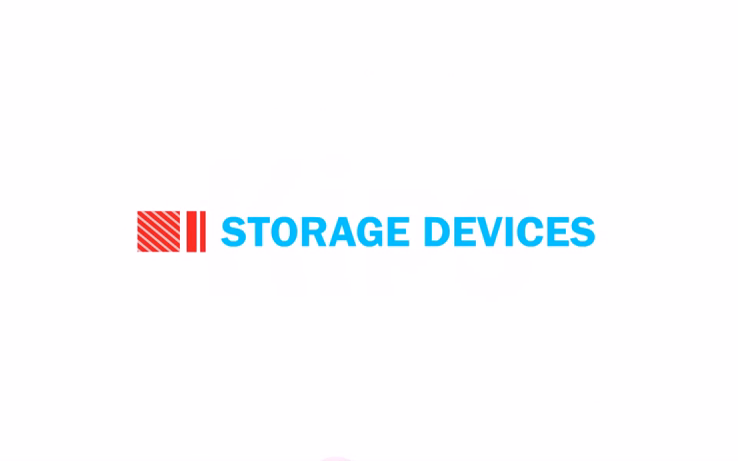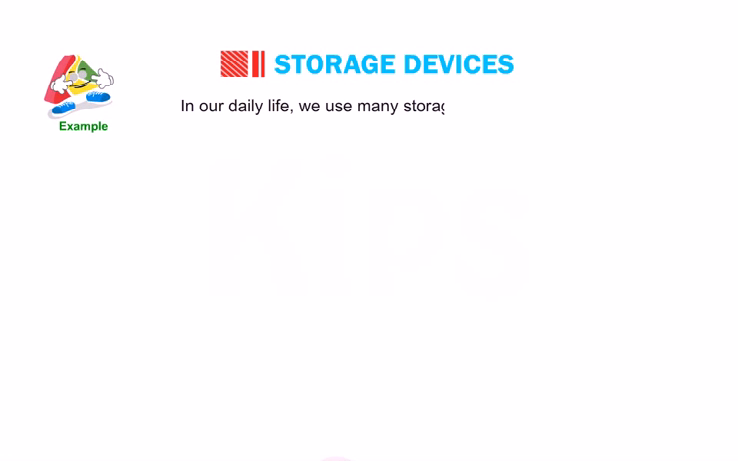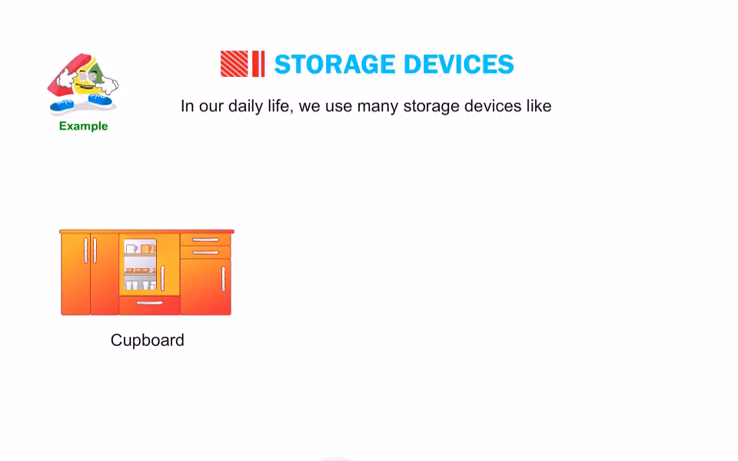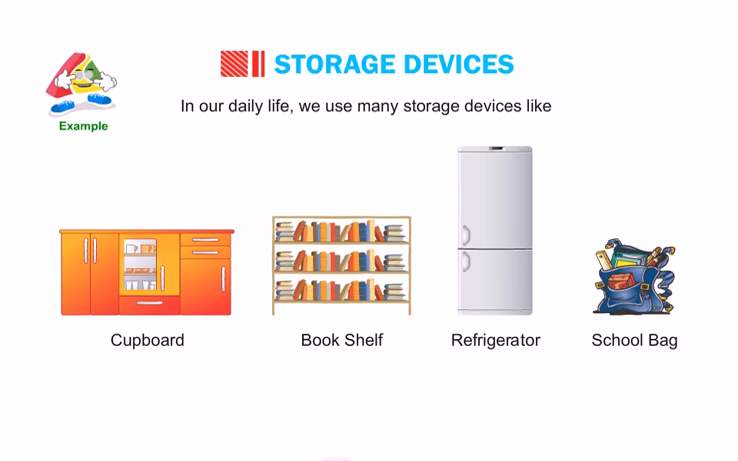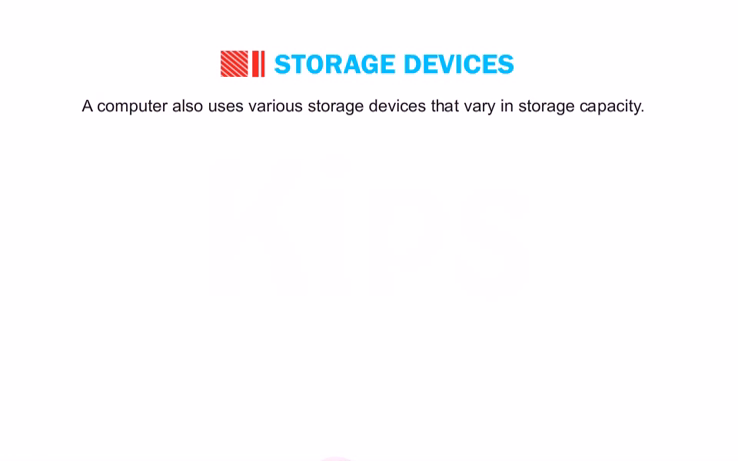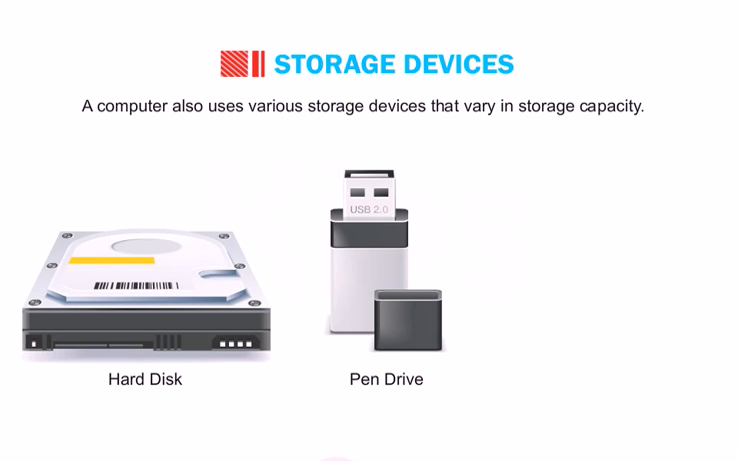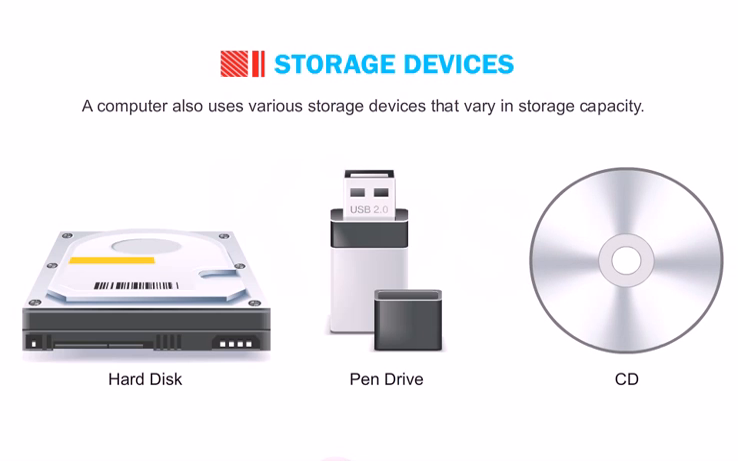Let's now talk about the storage devices. Storage is a place where we keep things. For example, in our daily life, we use many storage devices like cupboard, bookshelf, refrigerator, school bags, etc. A computer also uses various storage devices that vary in storage capacity, that is, hard disk, pen drive, CD, etc.